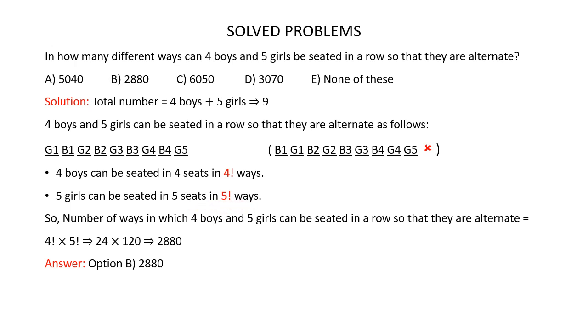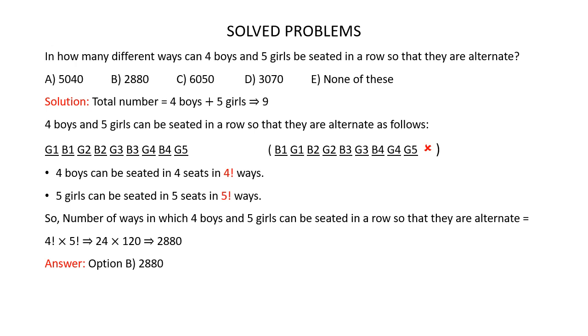So the number of ways in which four boys and five girls can be seated in a row so that they are alternate is equal to the number of ways the boys can be seated and the number of ways in which the girls can be seated, and means multiplication. So the number of ways is equal to 4 factorial multiplied by 5 factorial.